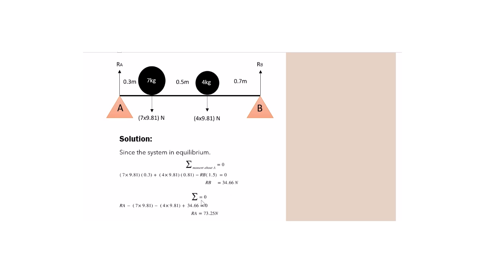So the total moment is equal to 0. So we can calculate RA. RA minus the force for 7 kg minus the force for 4 kg plus RB. RB just now was 34.66. So calculate RA, we get 73.25 Newton.